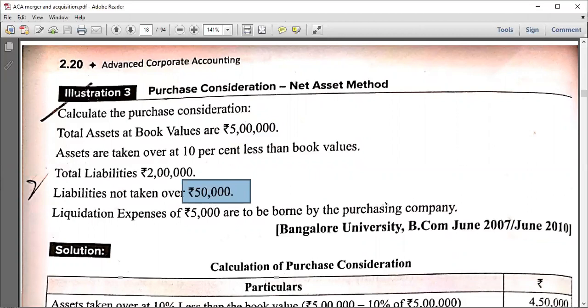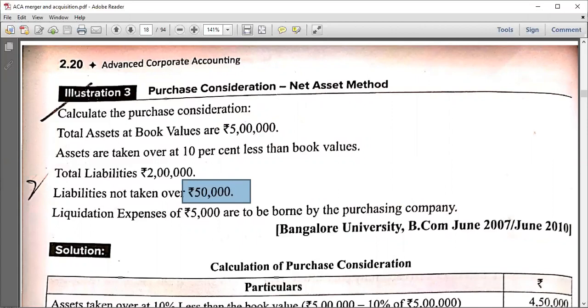Now, please remember, this is nothing but net asset method. Why? Because they have not given any payment details and lump sum amount is not given in the question. What they have given is assets taken over and liabilities taken over. So please remember, this is nothing but net asset method.